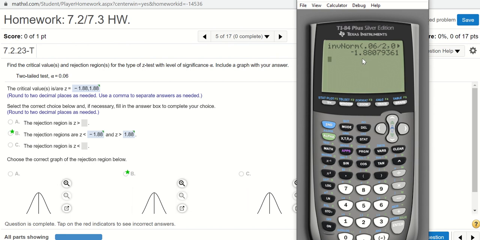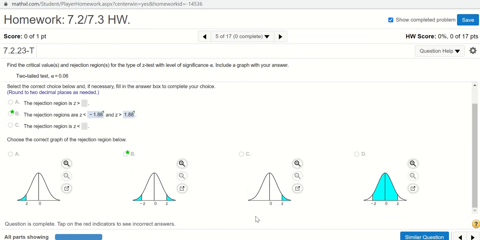Because it's a two-tailed test, we have two critical z-scores. One of them is the negative 1.88, and then comma, the other one would simply be the positive of that, which is the positive 1.88. That means that the rejection region, if you were to draw it on the graph, would be anything that's less than the negative and anything that's greater than the positive.